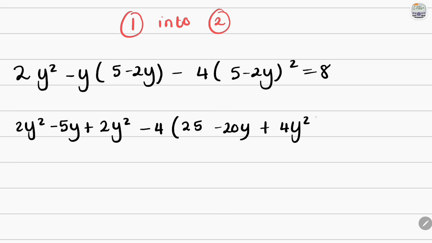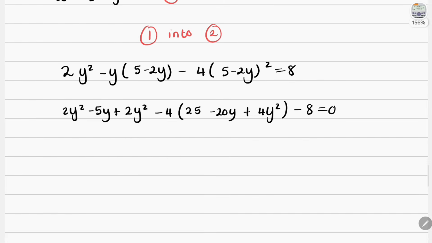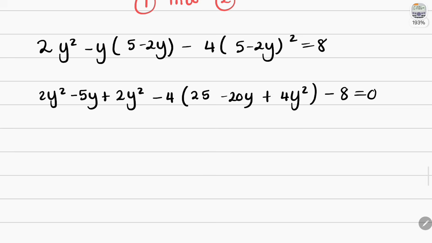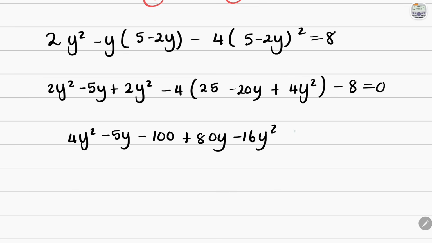And then we have is equal to 8, but we can just transpose that. So it's minus 8 equals 0. Okay, and now we just have to distribute here. So 2y squared plus 2y squared is 4y squared. And we have minus 5y, and let's distribute. So that is negative 100 and positive 80y, and then minus 16y squared minus 8 equals 0.